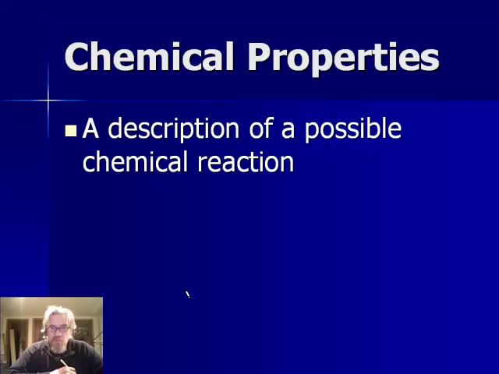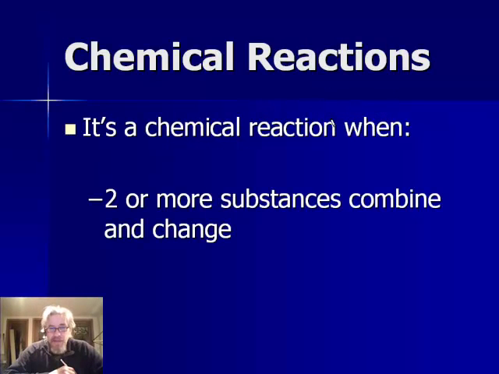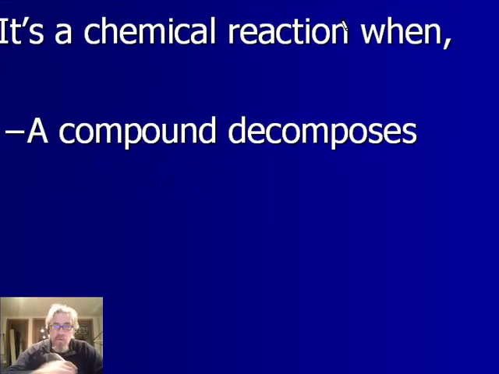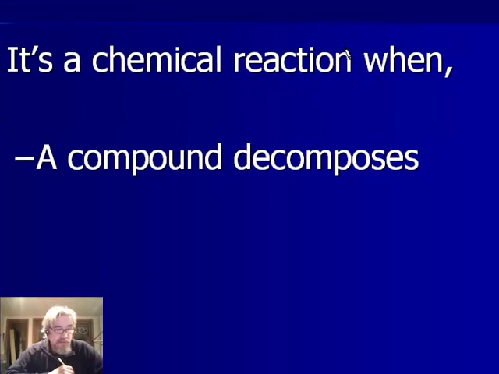A chemical property is really only just a description of a possible chemical reaction, a potential chemical reaction that might happen. A chemical reaction is actually taking place when either two or more substances combine and change, or it's also a chemical reaction when a compound decomposes. So you could have a single substance, as long as it's a compound, and it decomposes.